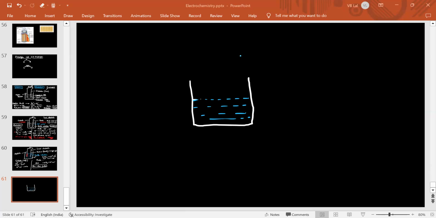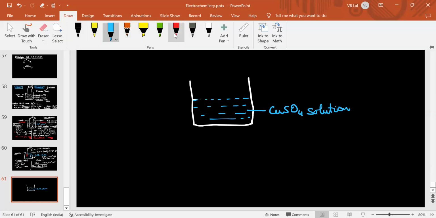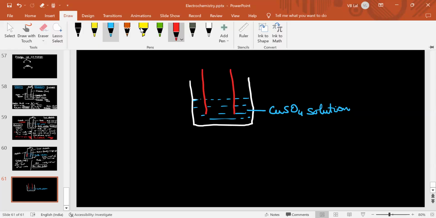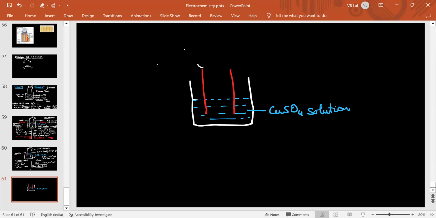So this is the copper sulfate solution. I have taken copper sulfate solution, but now I have changed my electrodes. This is something you should listen carefully and understand. Now I have taken 2 electrodes, and these electrodes I have connected to my battery outside. This is negative and this is positive as usual. So this one is the positive electrode and this is the negative electrode.